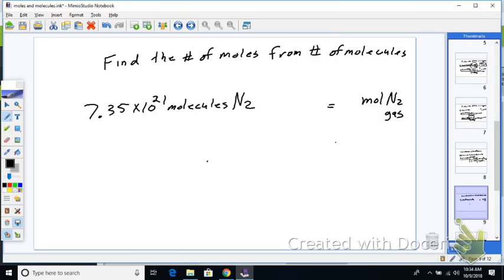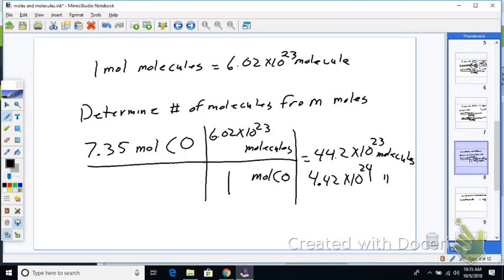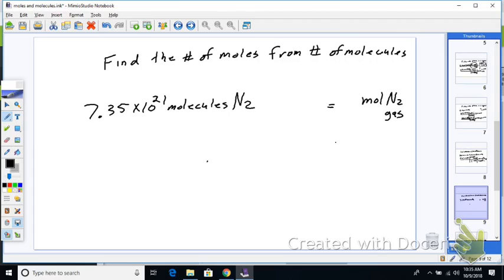So now you're going to go ahead and go from molecules to moles, though. This one I did for you, did from moles to molecules. Now this one's the reverse of that, and you're going from molecules to moles. But you still use the 1 mole and 6.02 to the 23rd. So go ahead and do that last one.